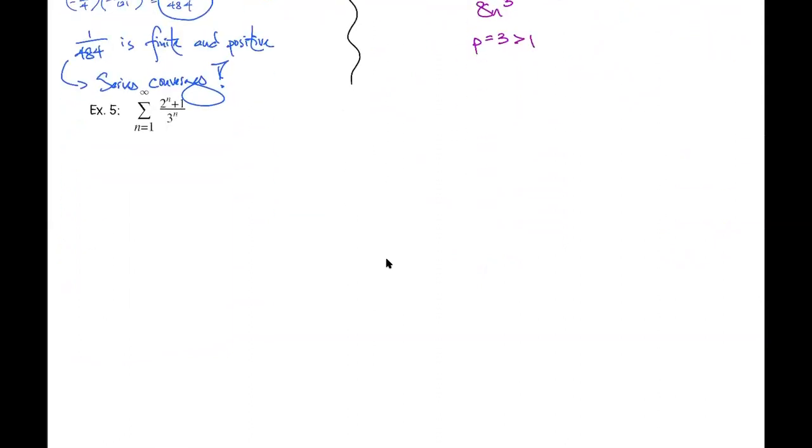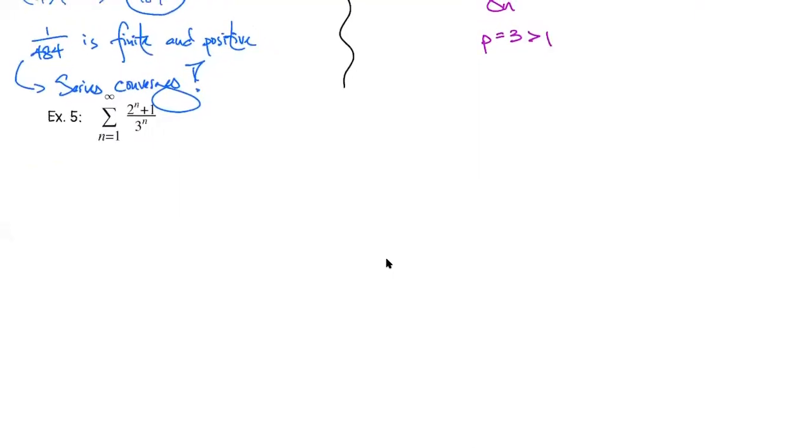Okay, so example 5, we've got an infinite series. We've got 2 to the n plus 1 over 3 to the n. And I'm going to say for this one, let's practice the limit comparison test. Now, usually, but not always, when you use the limit comparison test, you probably could also use the basic comparison test.